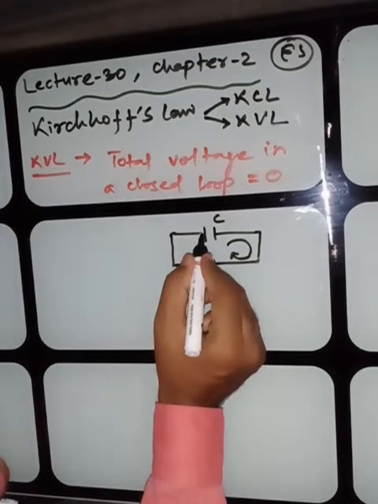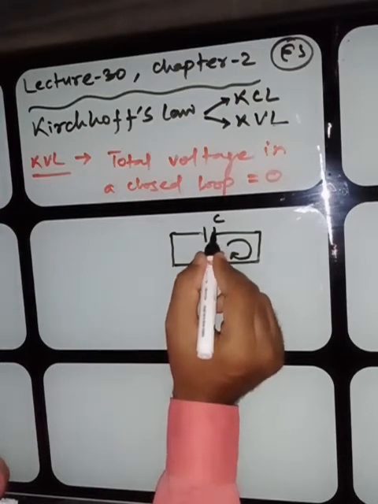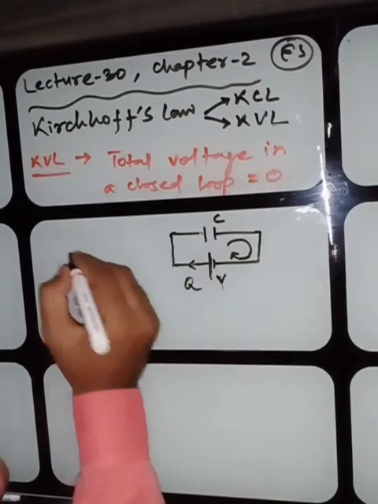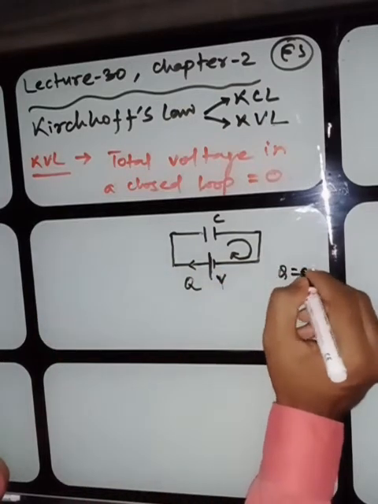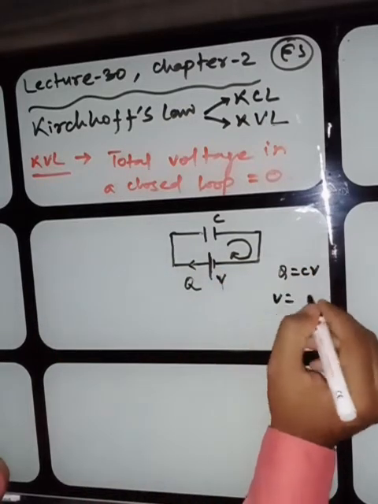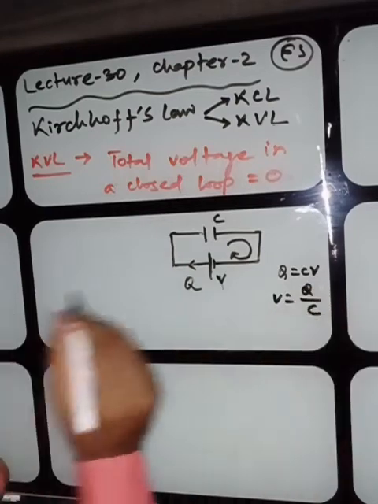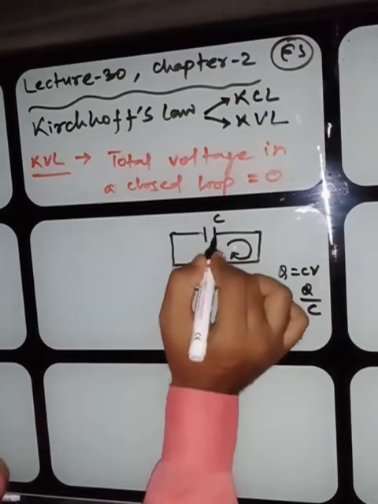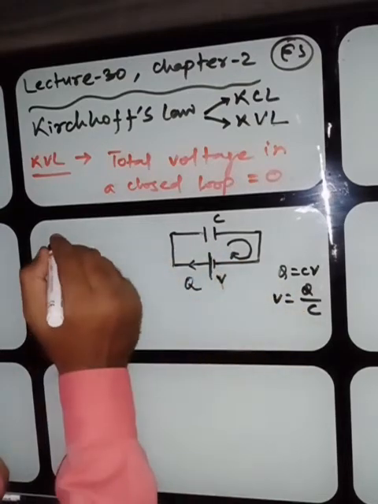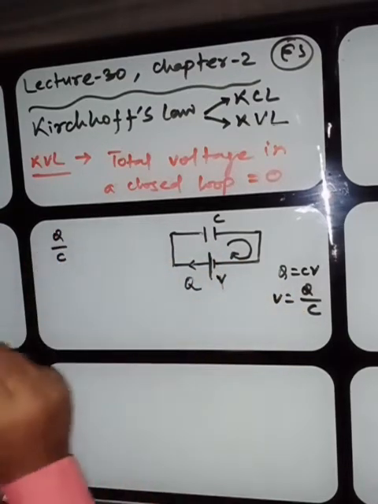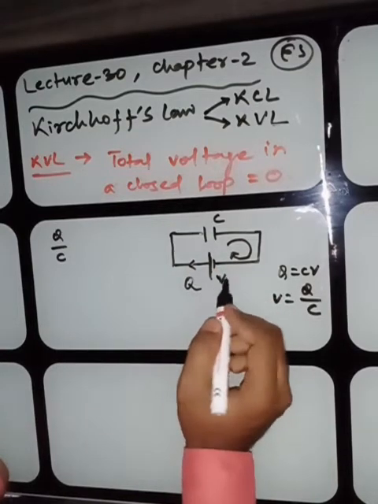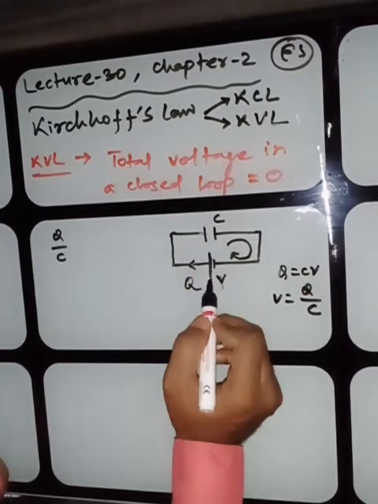Now you have to write. From here to here there will be no loss of potential, but at this point the potential will drop. What is the potential? As we know, Q equals CV, so V can be written as Q by C. So the potential at this point will be Q by C. This potential drop is from the battery, which means this has been subtracted from this value.